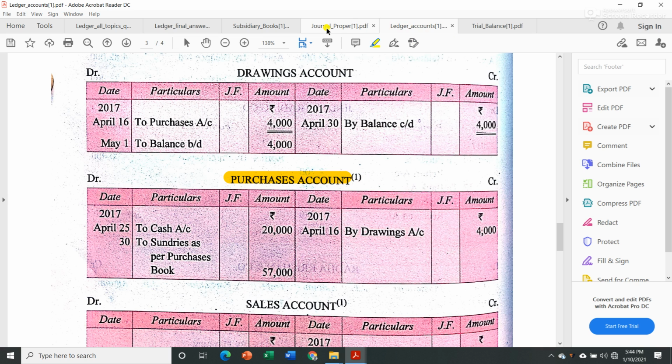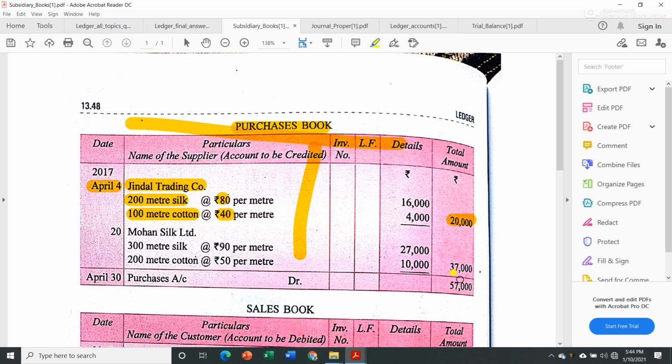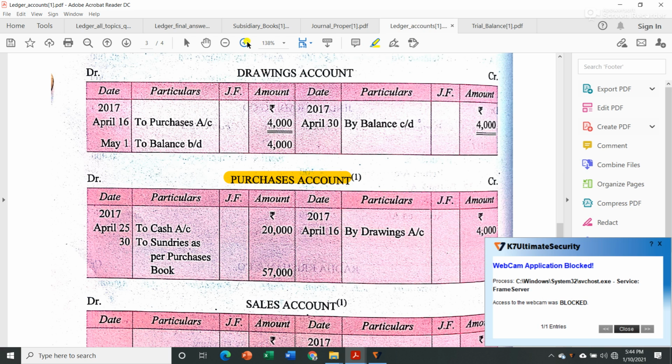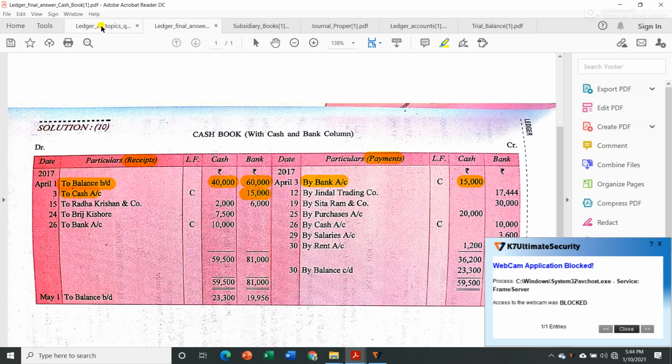If you remember properly, we used to write all together the total amount of purchase book, sales book, of our subsidiary books. So individual entries we are not supposed to write. Now let us see the next transaction.